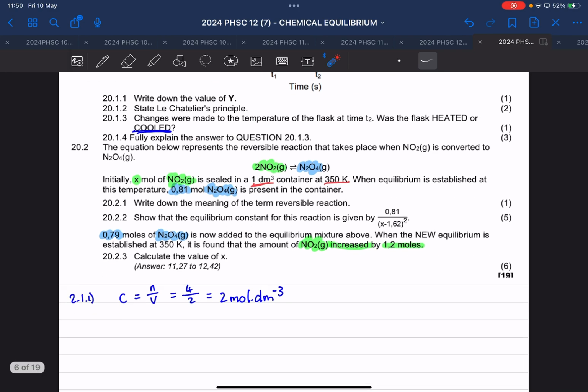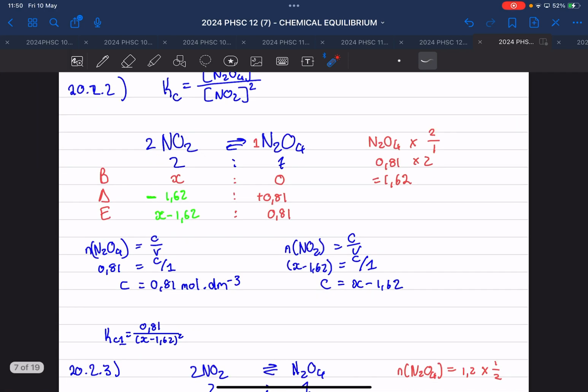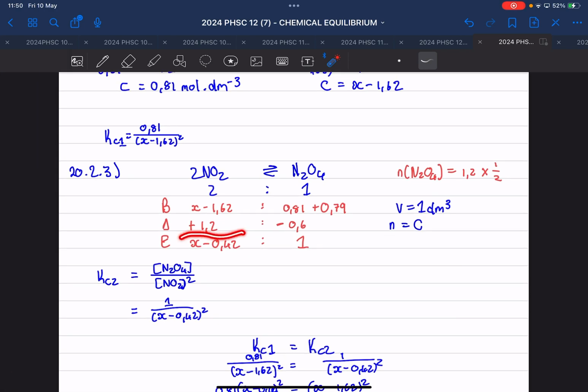Let's see what they say here. The amount of NO2 was increased by 1.2. So increased by 1.2, so plus 1.2. You see? Okay, I kind of get it.